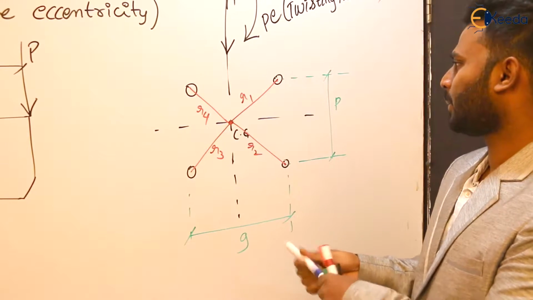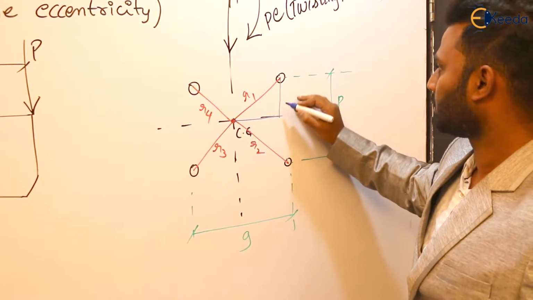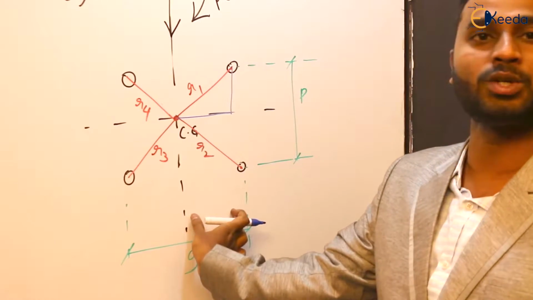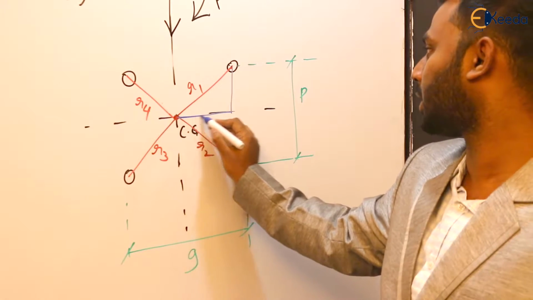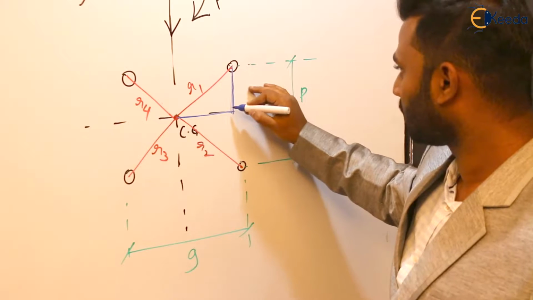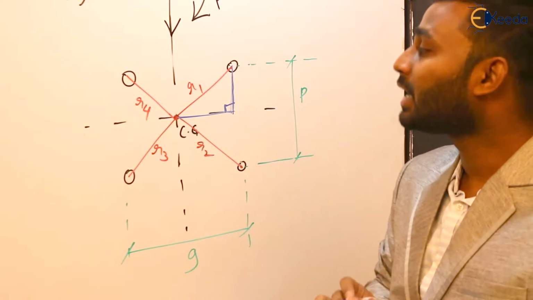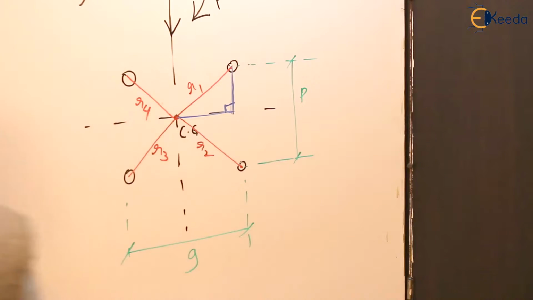So we know that this is one side and this is another side. Yes or no? So this is pitch by 2 and this is gauge by 2. So if you know pitch and gauge, then we can calculate that radial distance. So R1, how to calculate R1? Here I am writing how to calculate R1.